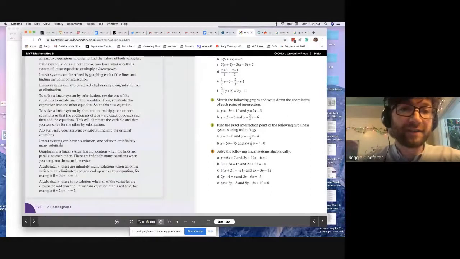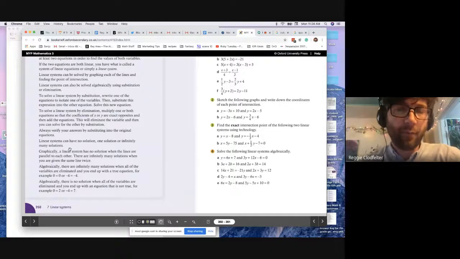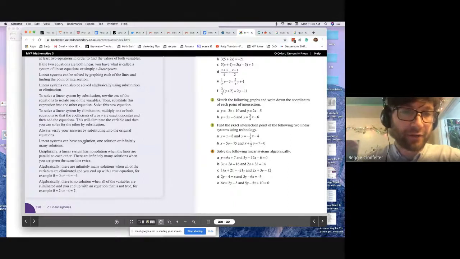A linear system can have no solution, 1 solution, or infinitely many solutions. Can someone tell me what it means if a linear system, meaning 2 or more linear equations, have no solution? They don't intersect. It means they don't intersect at any point, which also means what? They are parallel. If 2 lines are parallel, they never intersect. That means there is no solution.